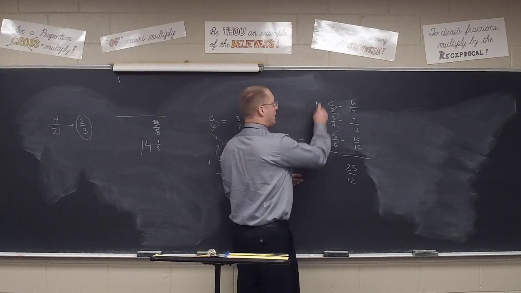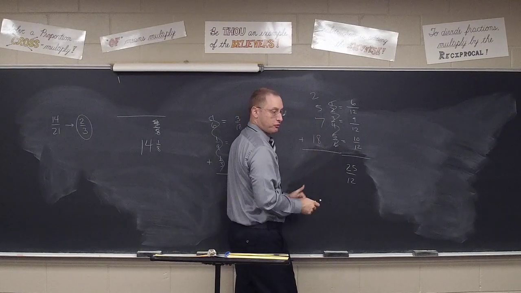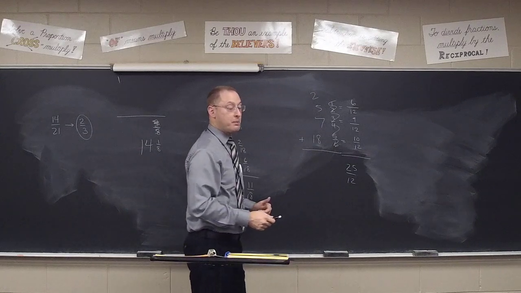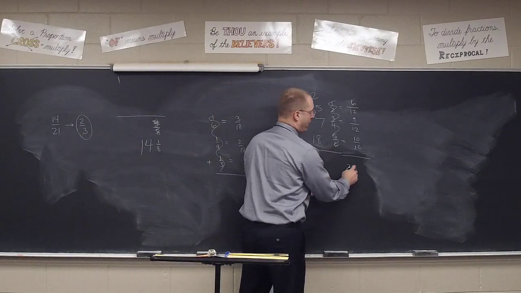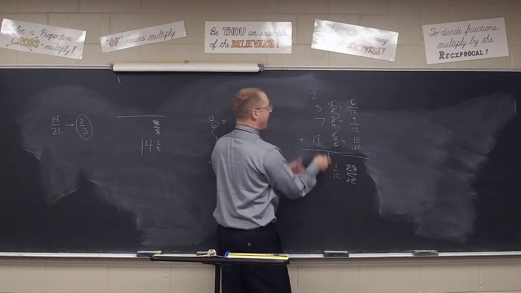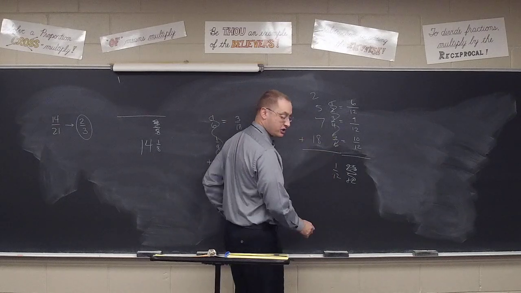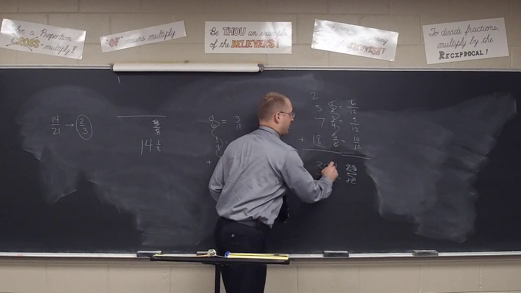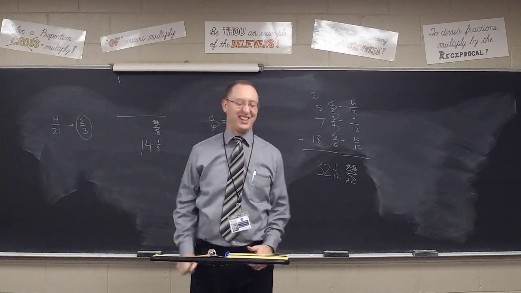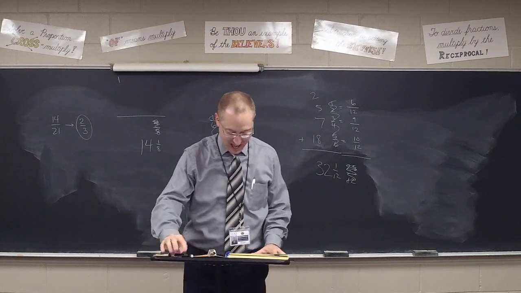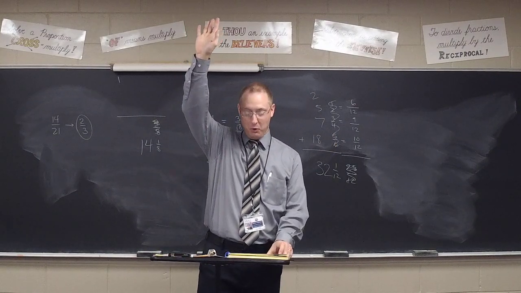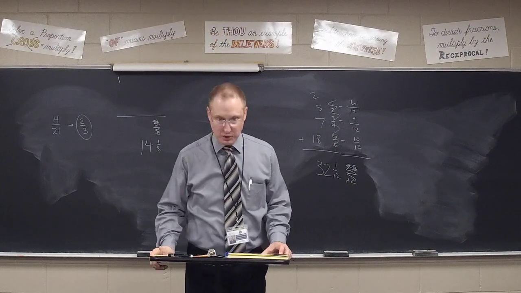Twice. So we're going to put that with the whole numbers. How many left over? 1. Because 2 times 12 is 24, so there's only 1 extra of these. So we end up with a 1/12. And then when you add up all of that, we get, for our final answer, 32 and 1/12. How many had 32 and 1/12?